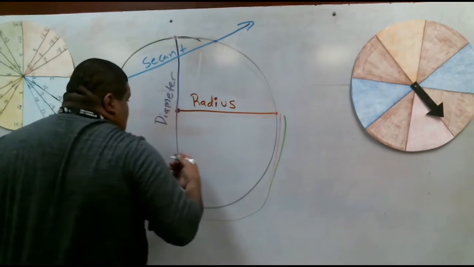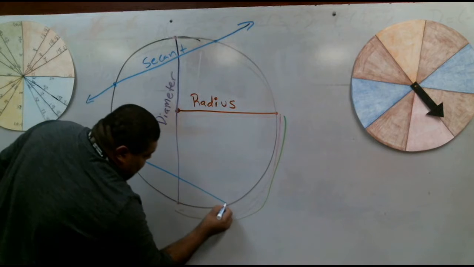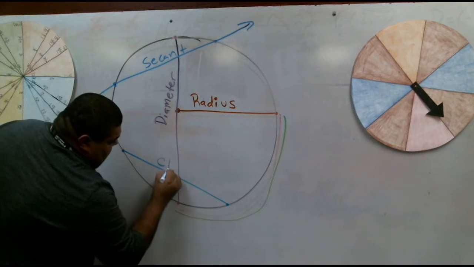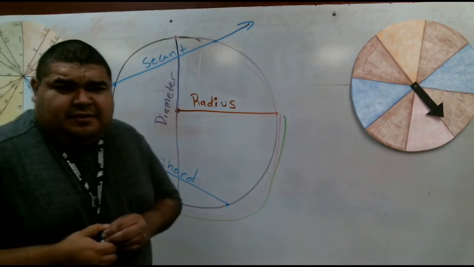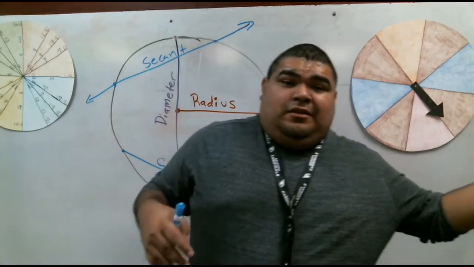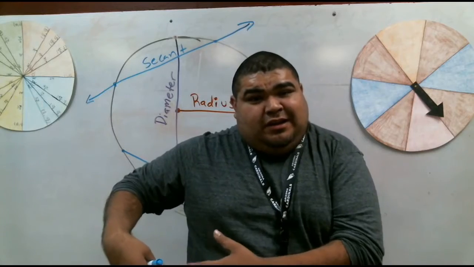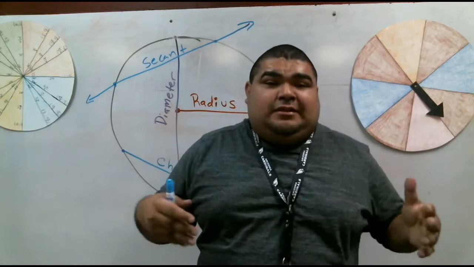So I'm going to draw another one just for the purpose of you guys understanding what I'm saying. Notice it only goes through the inside. It's called a chord. Think of a guitar. On the guitar, you have a string that goes from the top of the guitar to almost the edge, right? Only through the inside of the guitar. It doesn't go outside the guitar. That is called a chord.